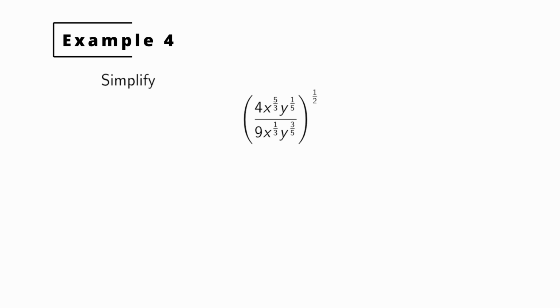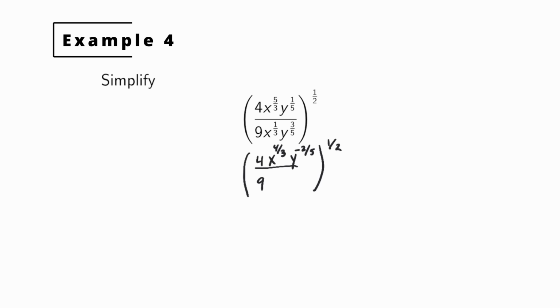And what we get here is 4/9. We have a 4 in the numerator and a 9 in the denominator. Those cannot be simplified. But we have x to the 5/3 in the numerator and x to the 1/3 in the denominator. So if we subtract that, 5/3 minus 1/3 will give us 4/3. And here, y to the 1/5 and y to the 3/5, that will be 1/5 minus 3/5, which gives us y to the negative 2/5. Okay.